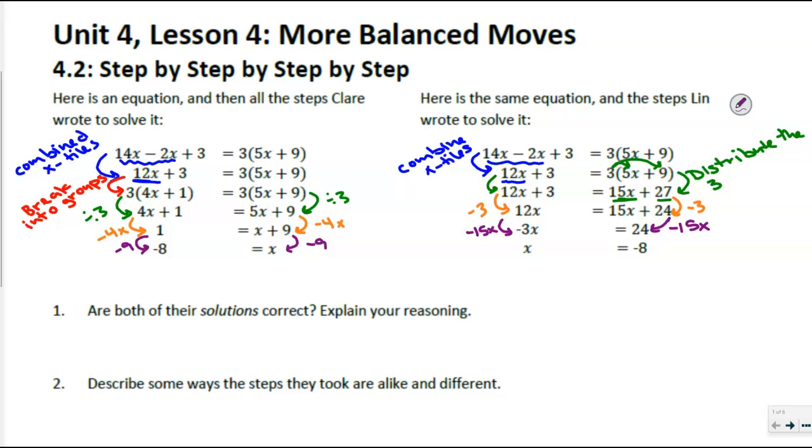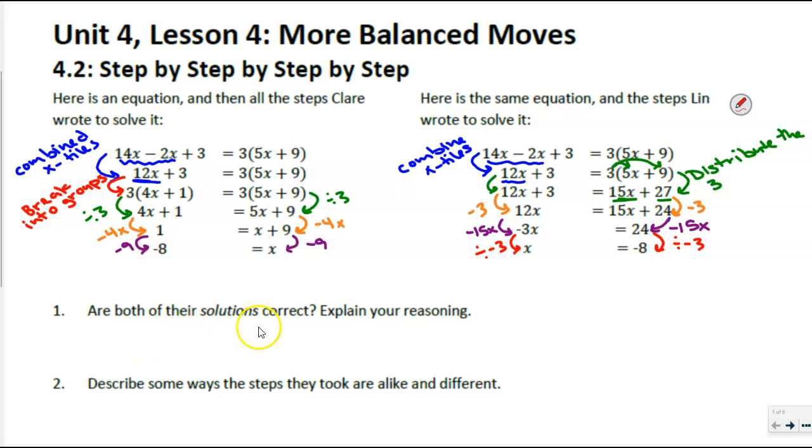And now our final solving step. X is multiplied by a negative 3, and it's no longer multiplied by a negative 3, it's just x. So I would undo multiplication with division. Let's see if the same thing happened over here. 24 divided by a negative 3 is equal to negative 8.